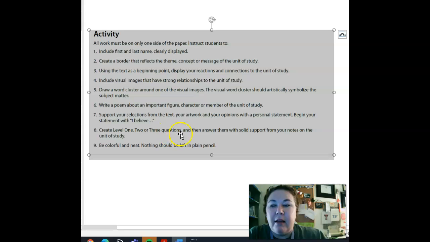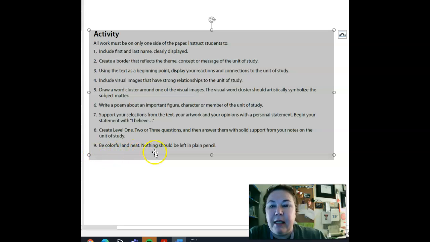Create a level 1, level 2, and level 3 question, and I'll give you a handout or put it on the projector so you can see what the levels of questioning are, and then answer them with solid support from your notes on the Outsiders. So use that referencing, put a page number, and support. You're making up the question and you're getting the answers, and you should be able to get those from your book.